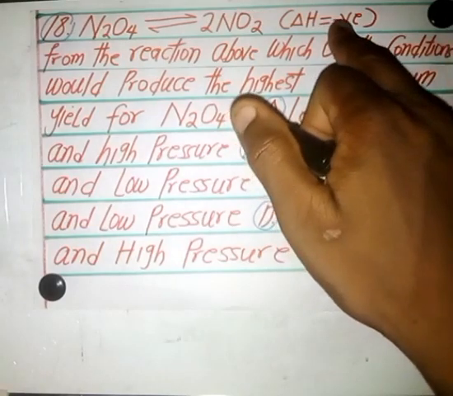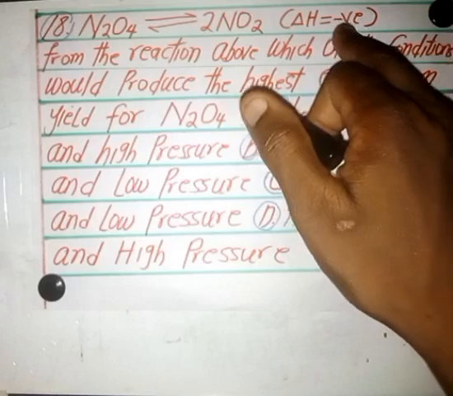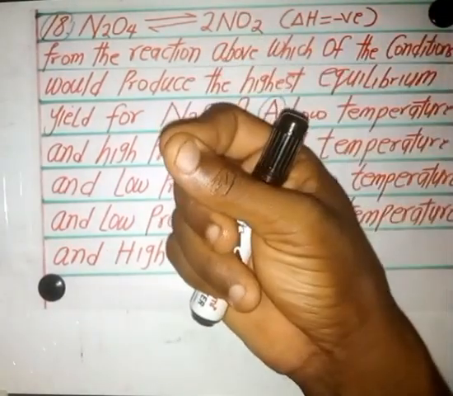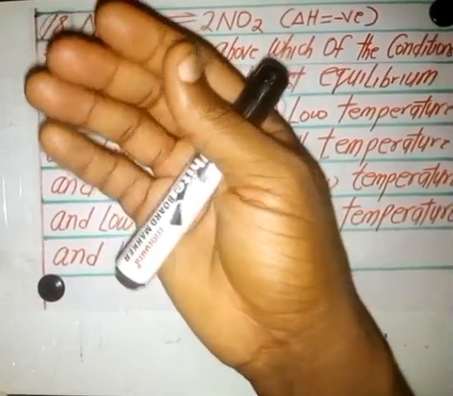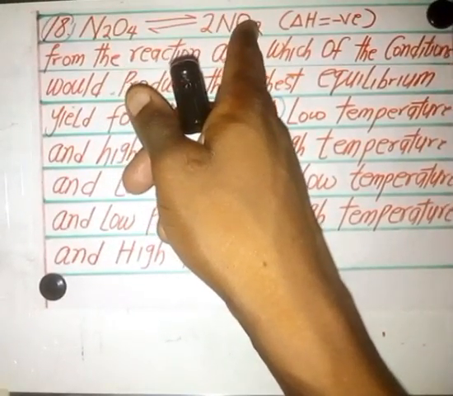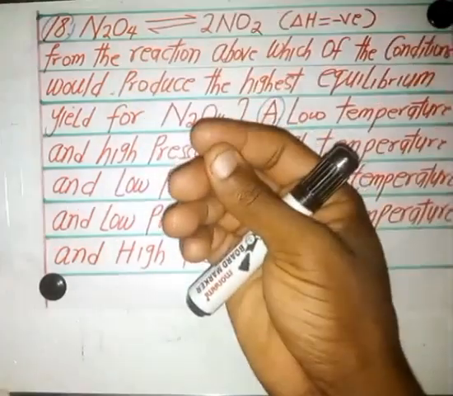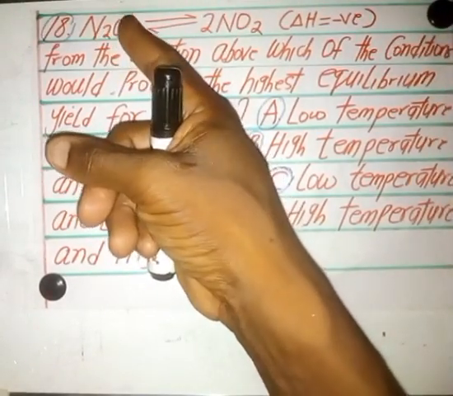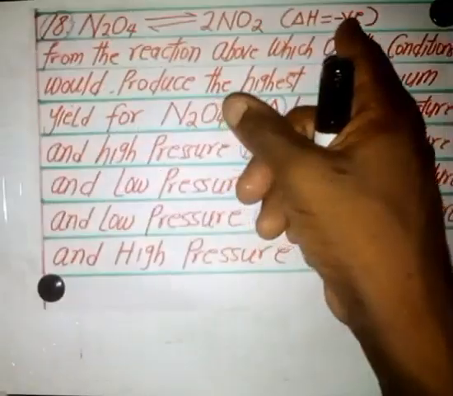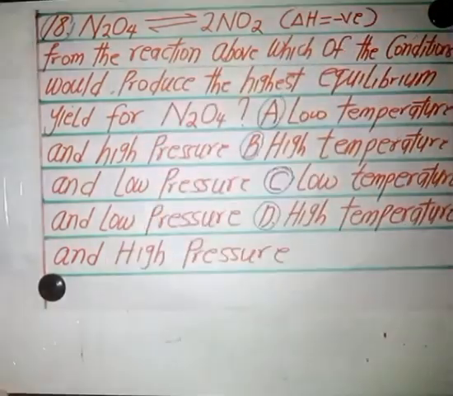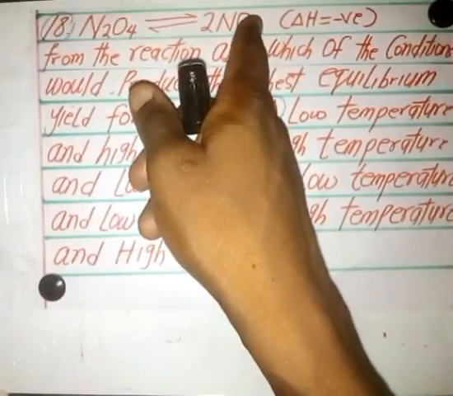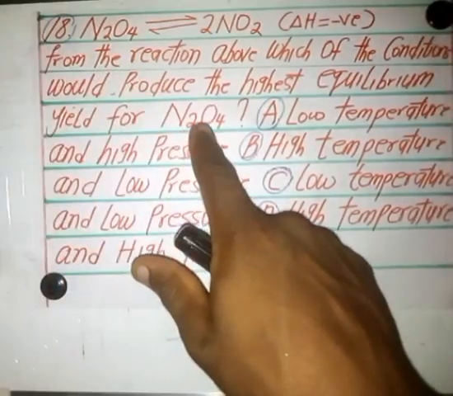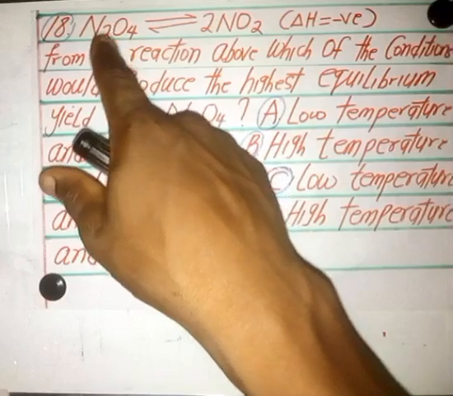Remember, this is an exothermic reaction. For an exothermic reaction, if you increase the temperature, it favors the reverse reaction, reducing the yield of this. If you reduce the temperature, it favors this side. So if you reduce the temperature, it favors the forward side. We are interested in this side, because that's where N2O4 is. So the first one is low temperature.